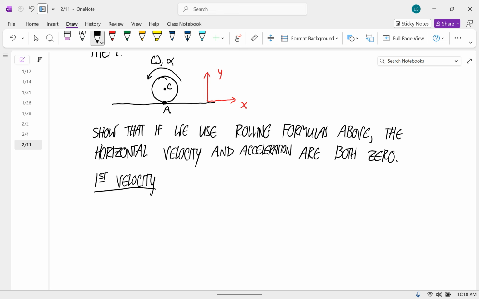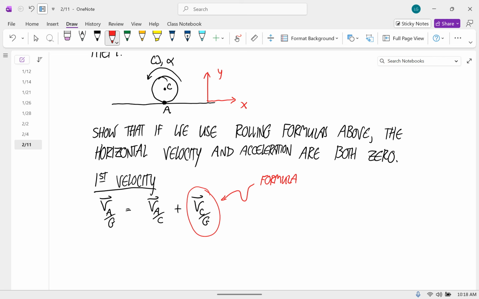Okay, so we're going to say that the velocity of A relative to the ground is equal to the velocity of A relative to the center plus the velocity of the center relative to the ground. This is where we're going to plug in our formula from above. How are we going to calculate the velocity of A relative to the center?